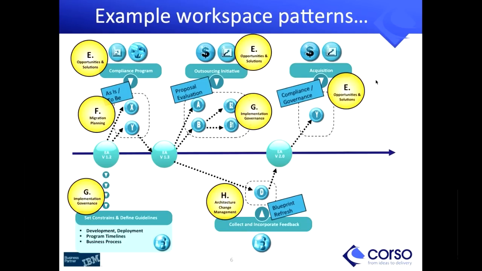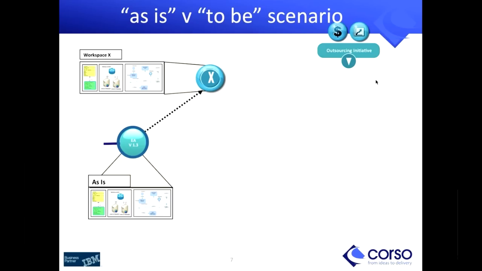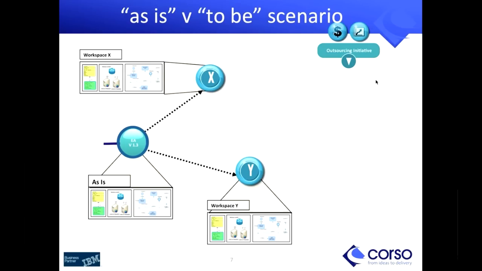Okay, so another example of this is as-is and to-be architectures. So here's a scenario for as-is versus to-be. We can have an as-is architecture. We have the outsourcing initiative that comes in. We then break off workspace X. We describe the architecture, and it inherits the architecture from the baselined workspace. We then create Y with workspace Y. So these are exactly the same at the moment in terms of content.